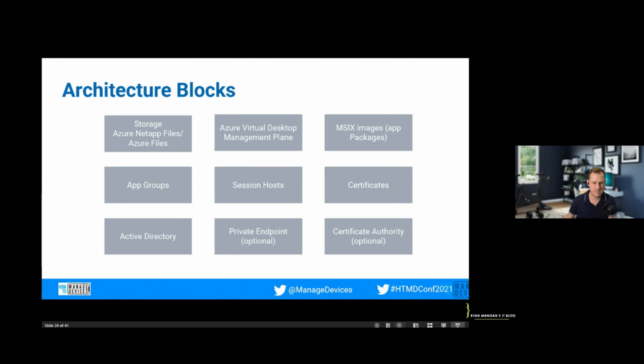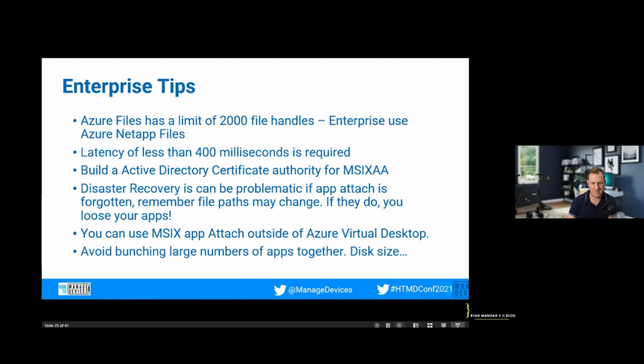So some tips for enterprise. You want to jot these down. Azure Files has a limit, as I said, of 2,000 file handles. Enterprise uses Azure NetApp Files. It's recommended. Don't use Azure Files in an enterprise environment. Latency, which is an interesting thing, should be less than 400 milliseconds. So technically, you could use off-net storage if it has lower latency than the requirement. As I said on the previous slide, always build Active Directory Certificate Services for enterprise to simplify that certificate challenge.